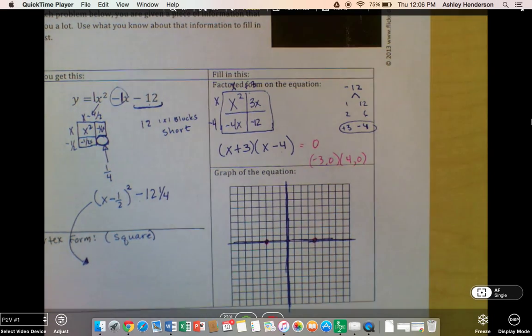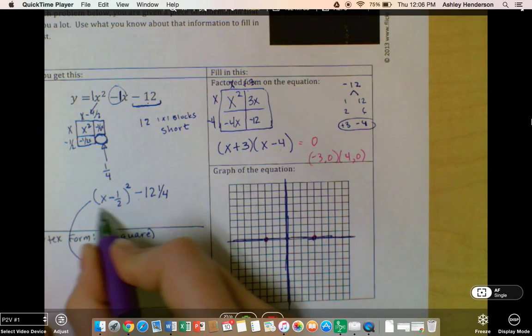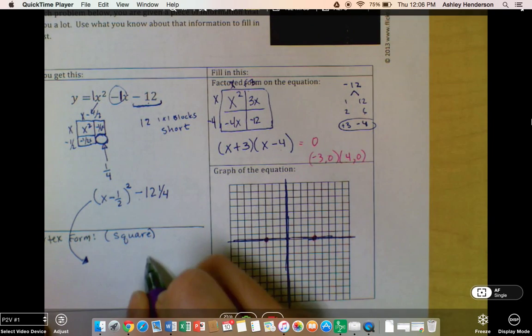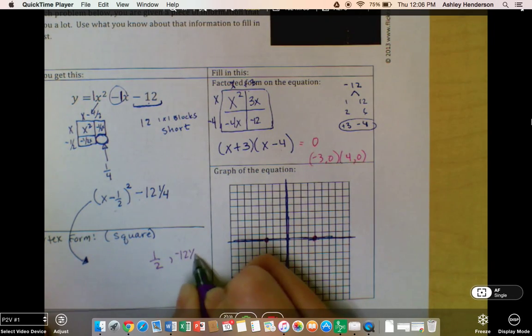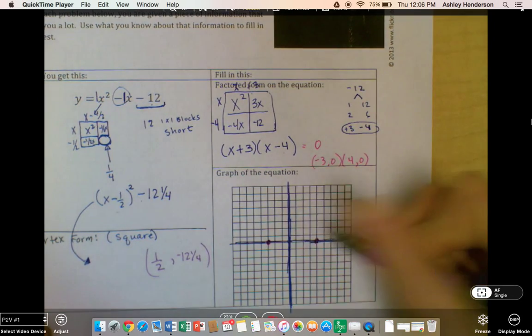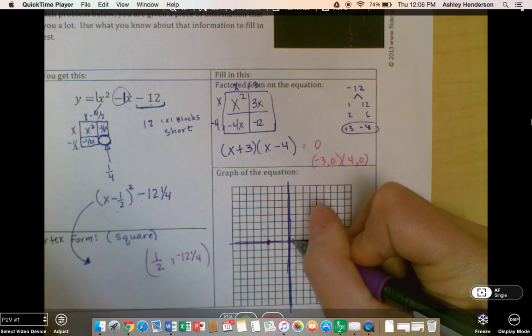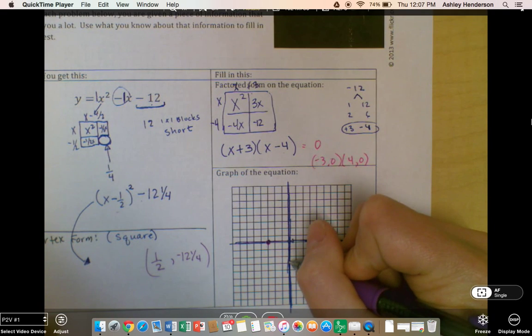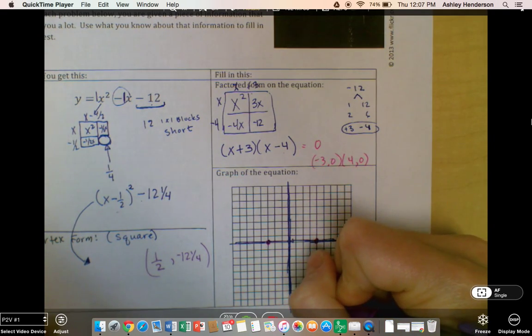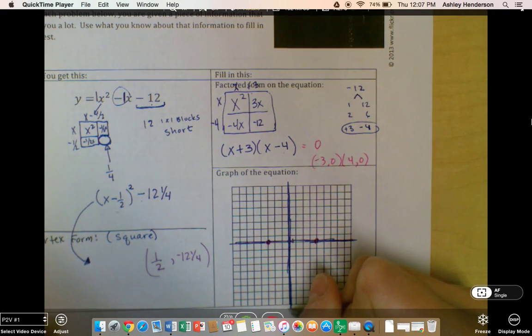And then I'm going to take my vertex form and pull the vertex out of that. The vertex would be at positive 1/2, the opposite of this, and negative 12 1/4, exactly what this is. So it would be right in here, and then we're going to come down, let's say 1, 2, 3, 4, 5, 6, 7, 8, 9, we'll go ahead and count down, 10, 11, 12, and 1/4 is just, we'll say, a smidge there.